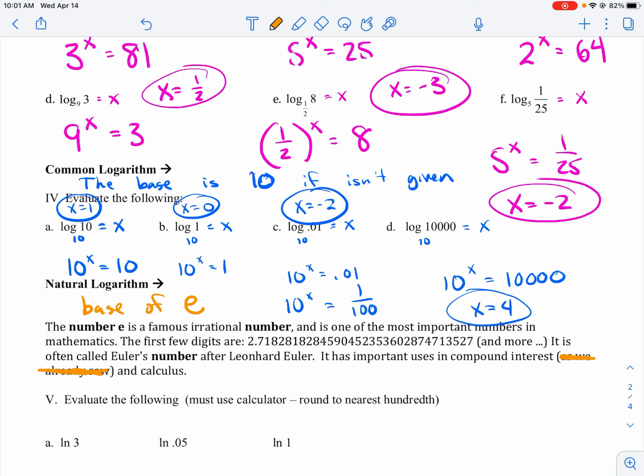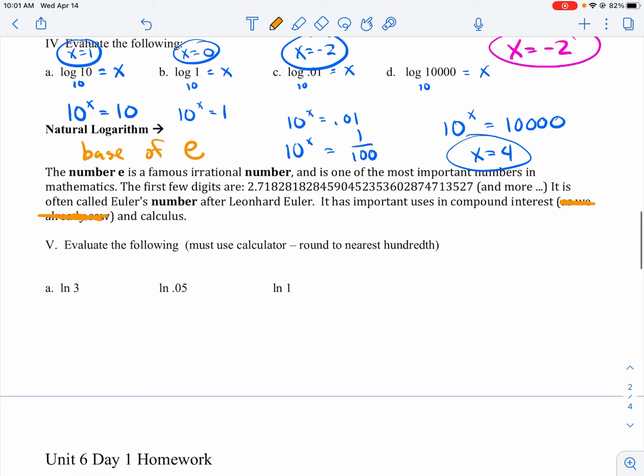All you have to do is use your calculator, because you just have to. So right below log, L-O-G, on the left side of your calculator, you'll see this Ln. Click it, and then you're just going to put that 3 inside there. It says round to the nearest hundredth. This is going to be 1.1. How about the natural log of 0.05? That's going to be a negative 2.99. We're just going to round that up. That'll be a negative 3.